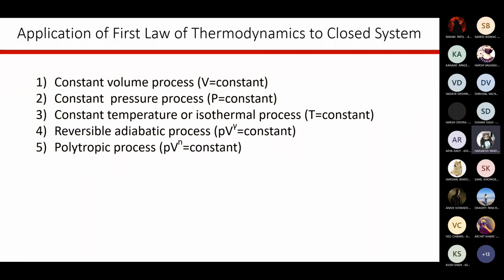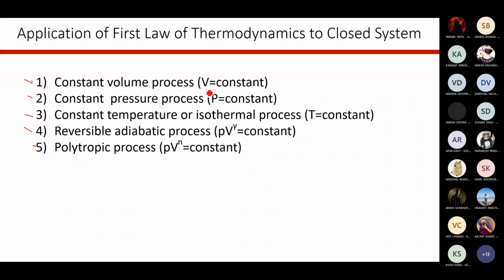Yes, sir. Okay, fine. So what we'll do today is we'll learn how to apply the first law of thermodynamics to a closed system for various processes which are listed on the screen. One by one we'll learn how to apply the first law for the constant volume process, then the constant pressure process, the isothermal process, then the reversible adiabatic process or isentropic process, and at last the polytropic process, right?